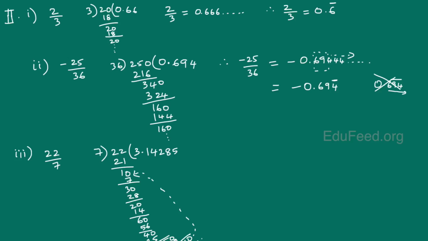So 22 by 7 is equal to 3.14285 with everything repeating, which means the bar has to be placed on the entire number, 3.14285 bar. Observe the difference that the bar is now placed on the entire decimal portion. Let's move on to the fourth problem.